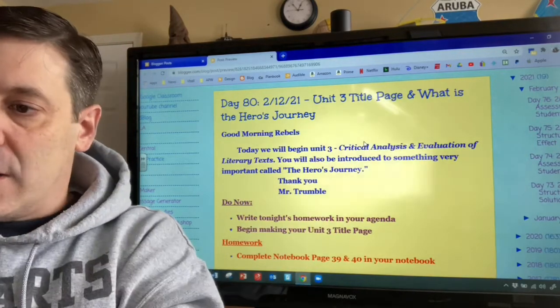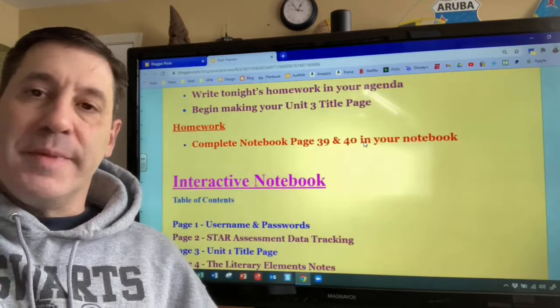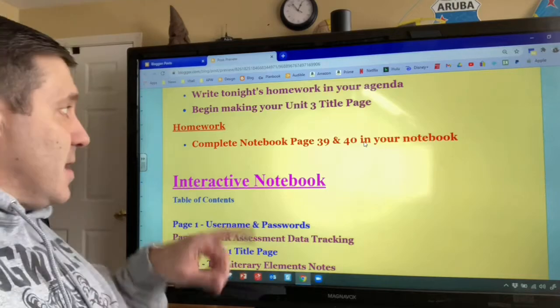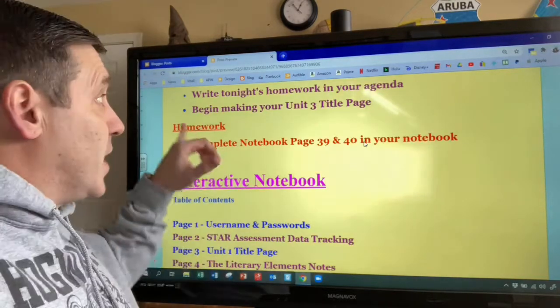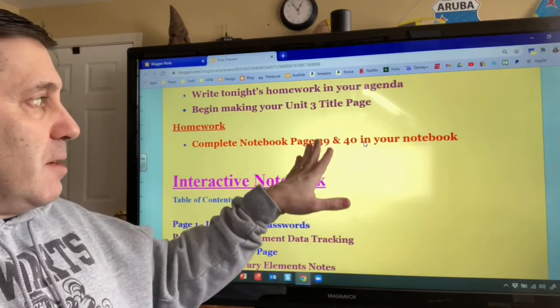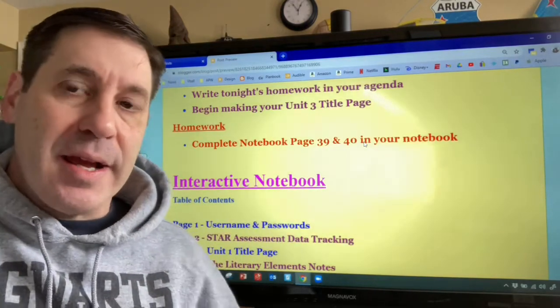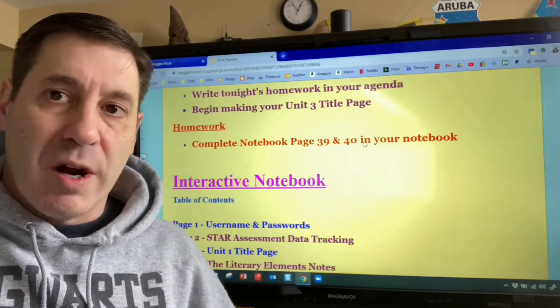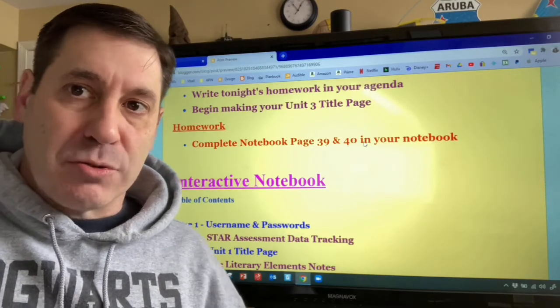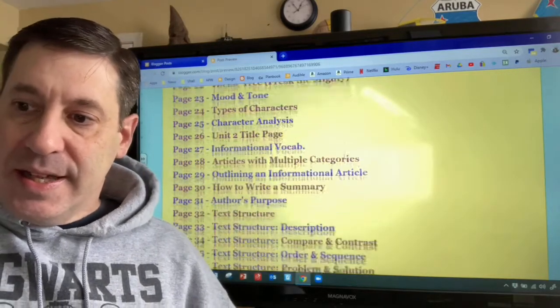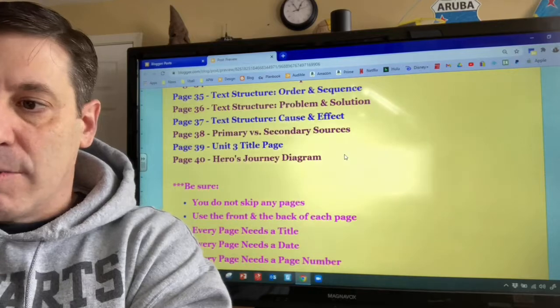So the do now asks you to make sure that you write down tonight's homework. And for people who are in school, you can begin making your Unit 3 title page. Your homework is completing page 39 and page 40 in your notebook. You guys are going to be doing 2 pages in your notebook. One of them is the title page. So let's scroll down through our table of contents. And we'll see that those 2 pages are right here.